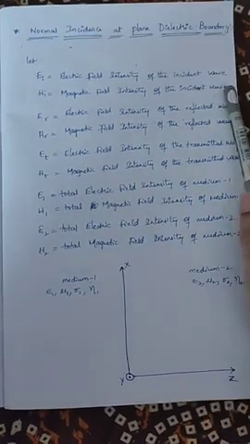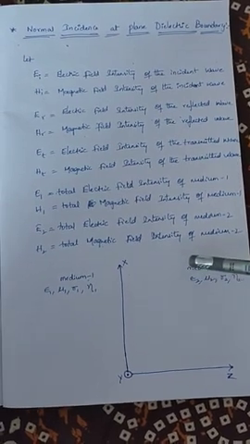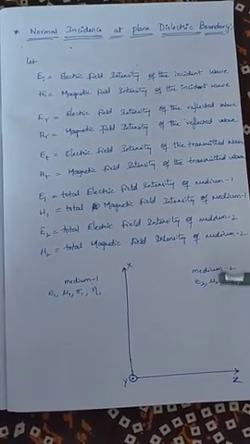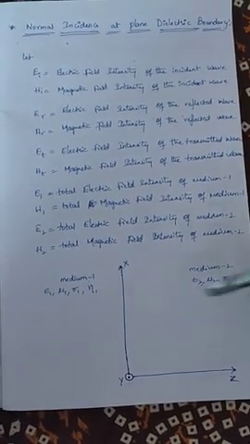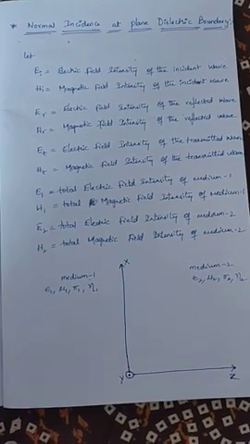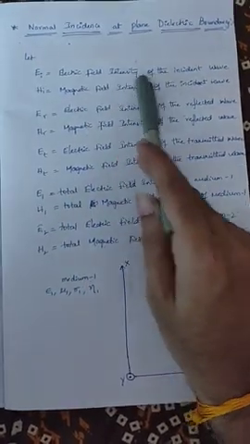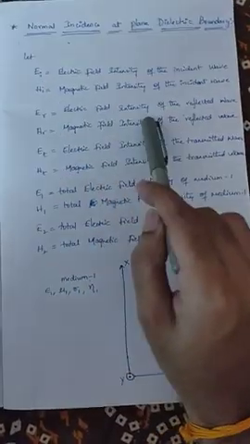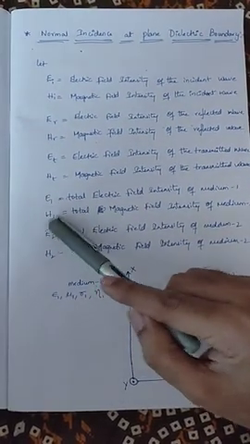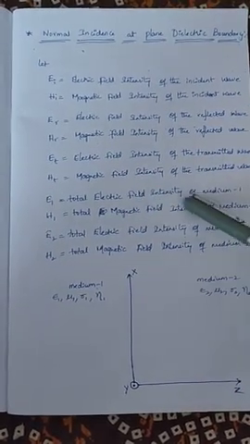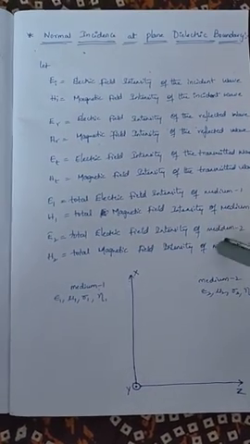I already told that. So what do you mean by normal incidence? When the wave is traveling and hits the boundary perpendicularly, or normal to the boundary, some part of the wave is reflected back to medium 1 and part of the wave is transmitted into medium 2. Here Ei is the electric field intensity of the incident wave and Er is that of the reflected wave. E1 and H1 are the total field intensities in medium 1, and E2 and H2 are the total field intensities in medium 2.